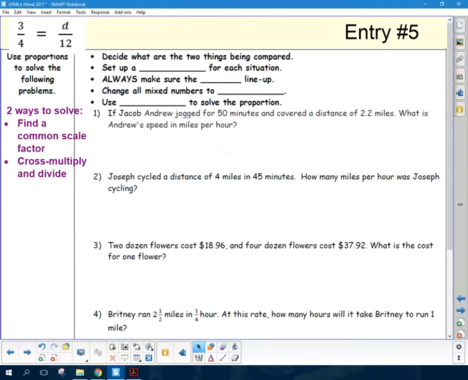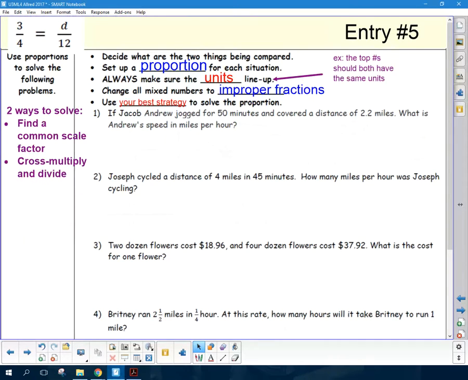Today, we're going to look at word problems and try to set up proportions like this one and solve them. We're going to decide what 2 things are being compared. Then we're going to set up a proportion for each situation. We're always going to make sure that our units line up. What I mean by that is the top numbers should both have the same units. If there are ever any mixed numbers, we're going to change them to improper fractions. And then we're going to use our favorite strategy, one of these 2 ways, to solve the proportion.